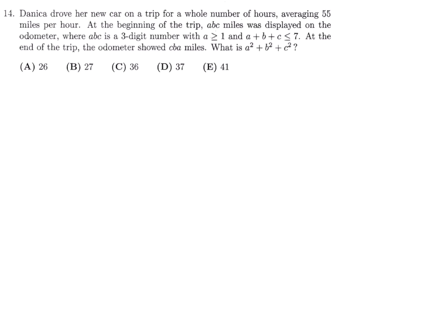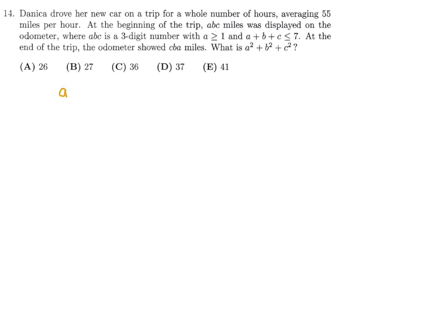Danica drove her new car on a trip for a whole number of hours. Whole number meaning an integer, positive integer, averaging 55 miles per hour. At the beginning of the trip, ABC miles was displayed on the odometer, where ABC is a 3-digit number with A greater than or equal to 1, and A plus B plus C less than or equal to 7. At the end of the trip, the odometer showed CBA miles. What is A squared plus B squared plus C squared?